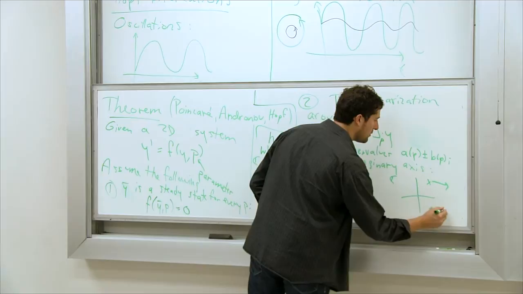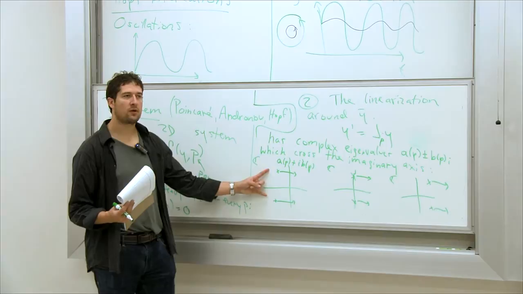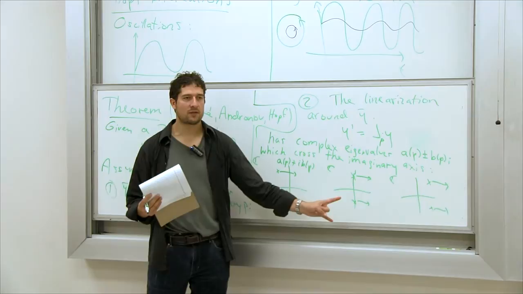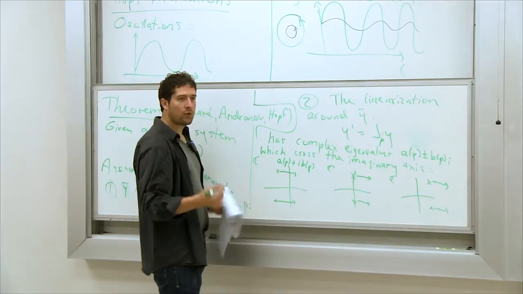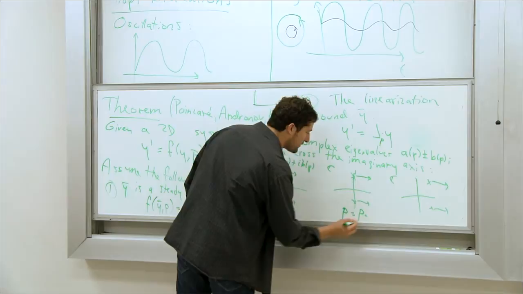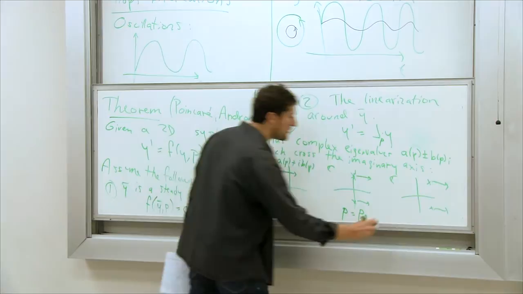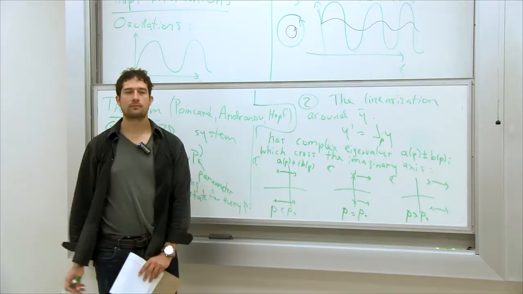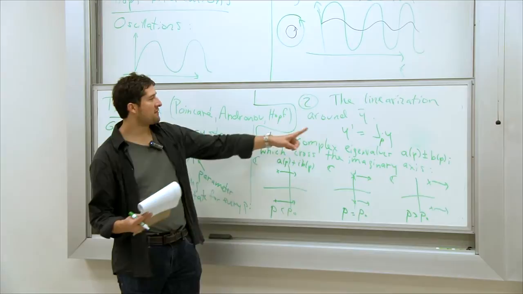When you start with a low value of p, you're over here. As you start increasing p, those values start becoming larger and larger until they cross the imaginary axis. Now, they cross the imaginary axis at some point. We're going to call that point p0. So for p equal to p0, we have this thing. For p less than p0, we have this situation. And for p bigger than p0, we have this situation.